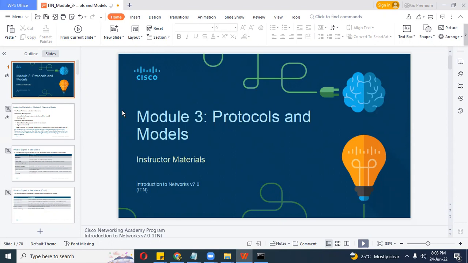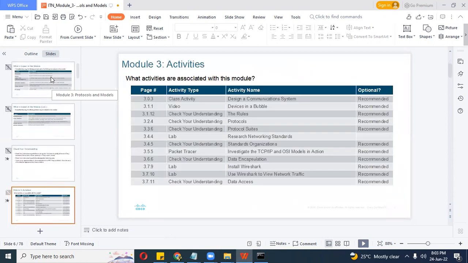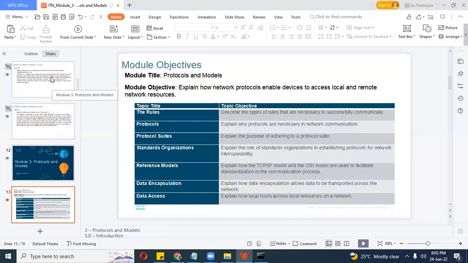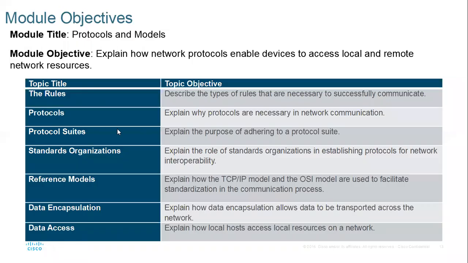Okay, so we're going to get to module 3 right away. Protocols and models. Okay, this is just some housekeeping. So the course starts from here. What are our objectives? The rules, protocols, protocol suites. I'm going to increase this a bit from the current slide. So we want to look at rules in terms of communication. When you hear the word protocol, what are you trying to say? You try to look at how do I communicate?